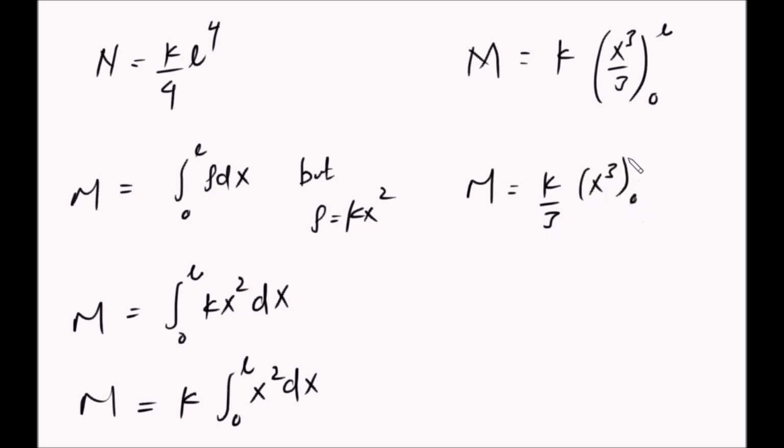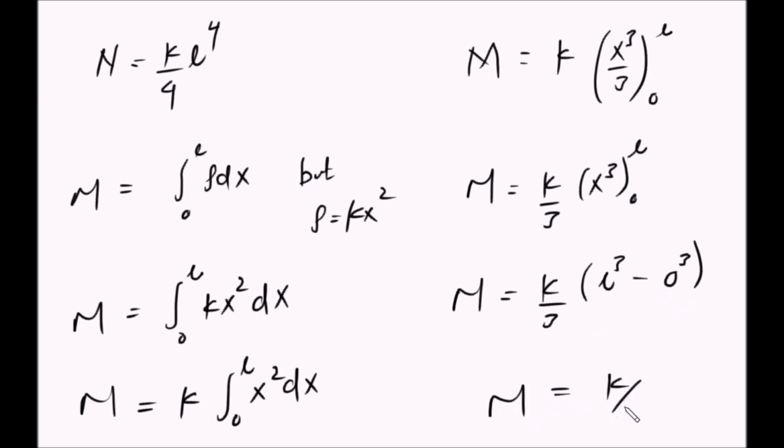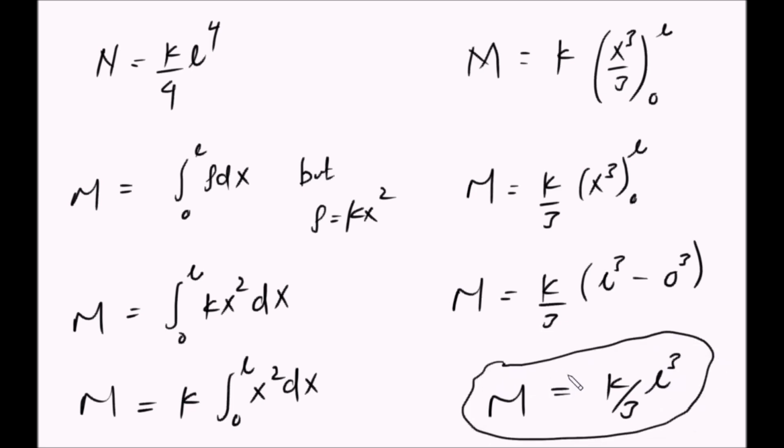So mass gonna be k over 3 because 3 is constant. So only x cubed will deal with the limit. Nikiingiza limits inakuwa ni L power 3 minus 0 power 3. So mass ni sasa na k over 3 L cubed. So hii ni mass. So now nishapata moment na mass. First moment na mass. So now I can find the center of mass.